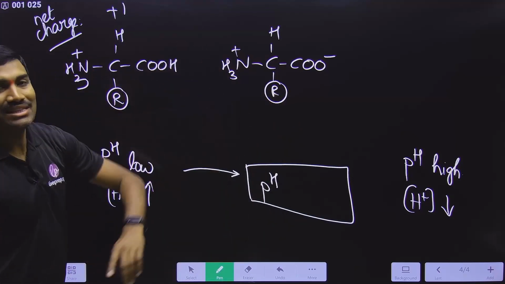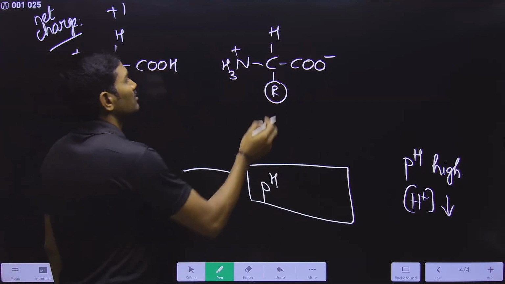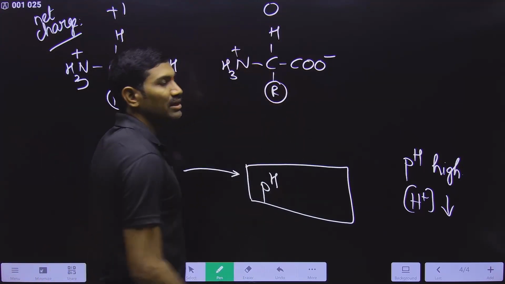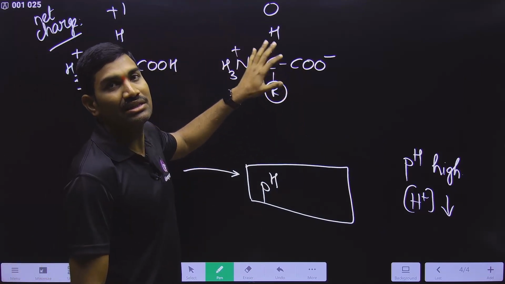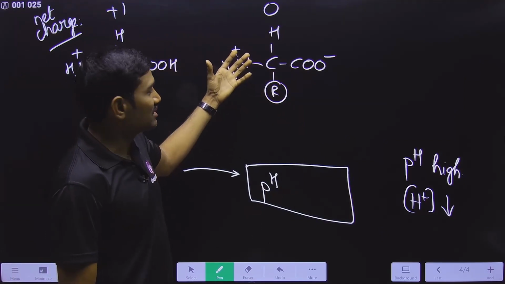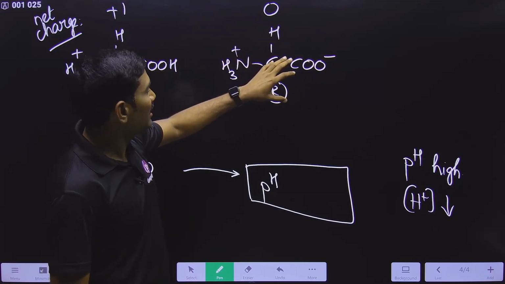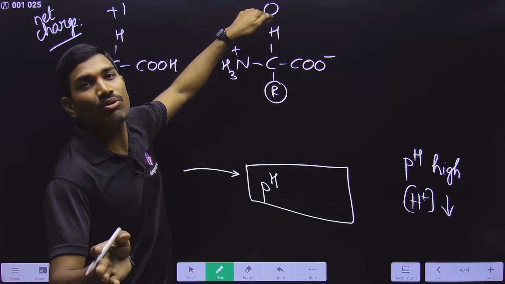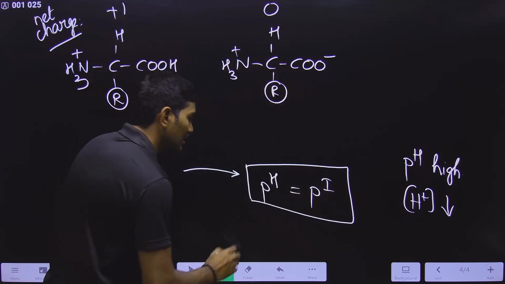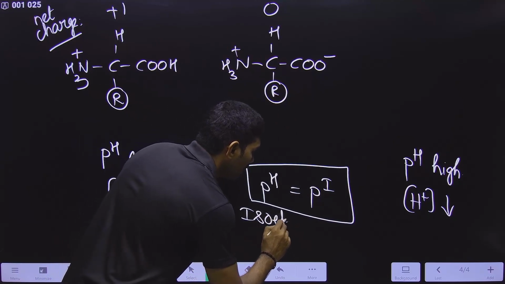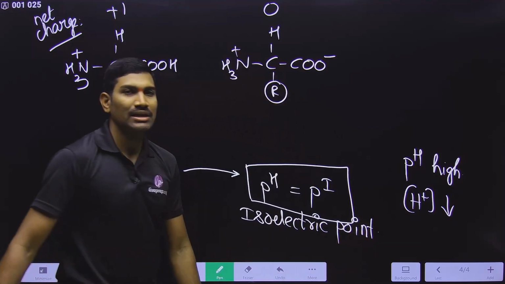Understood or not? Now what is the net charge? Here it is plus 1, this is minus 1. Plus 1, minus 1. That means what is the charge here? Net charge is 0 here. So the structure of amino acid where number of positive charges is equal to number of negative charges, or the structure of amino acid where net charge of amino acid is 0 is called as pI. What is this? pI means, I means isoelectric, P means point.